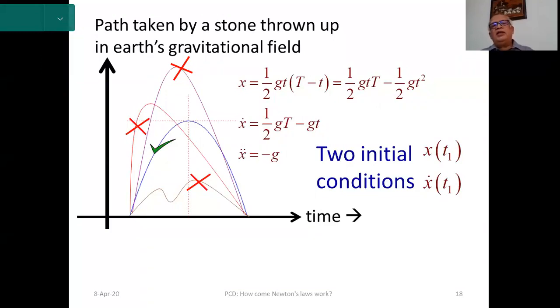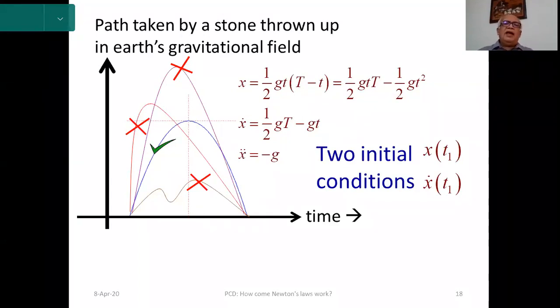You can get it by solving Newton's equation of motion, right? The force is known, which is gravity. The second order differential equation is known, which is Newton's law. What do you need? Two initial conditions, the initial position and the initial momentum or the initial velocity. And you can get the solution as this trajectory. It's a matter of high school algebra.